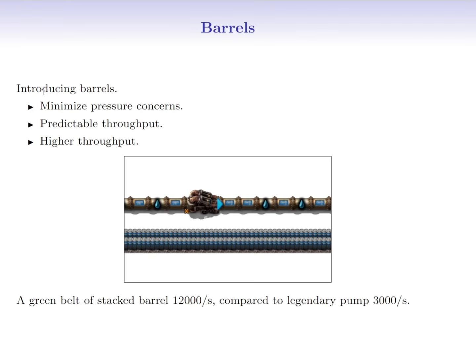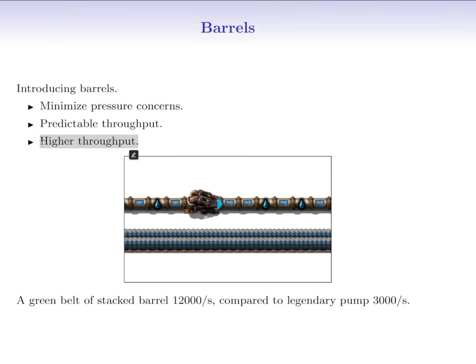Right? Solution to the pressure problem is barrels. It's not my solution, it's many people's solution. Let's introduce barrels. The benefits are clear. With barrels, you can reduce the amount of pipes in your system or reduce the distance of your system, therefore reduce the need of pumps. And there would be less concerns about pressure. And with no concerns about pressure, you have a fixed rate of flow. Right? Each barrel can contain 50 fluid.